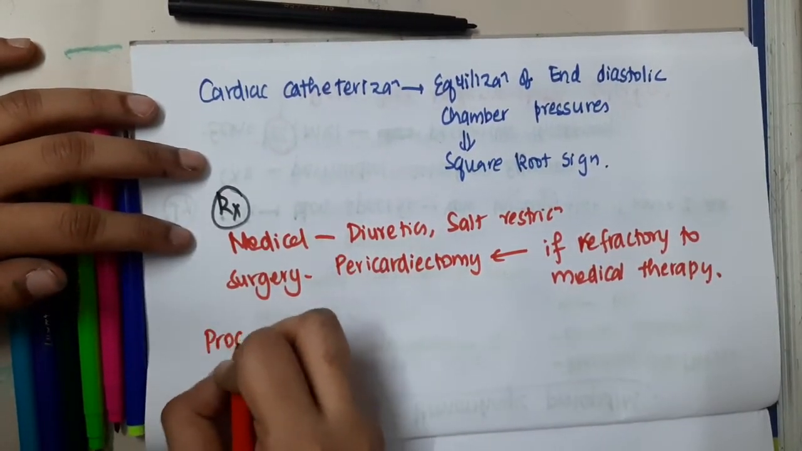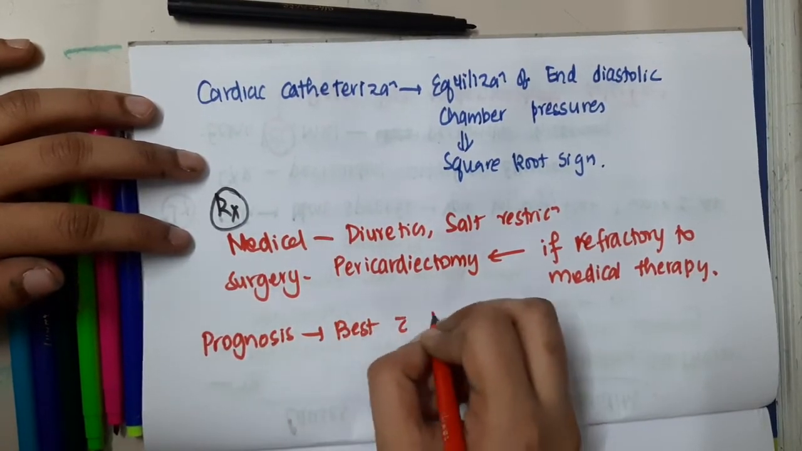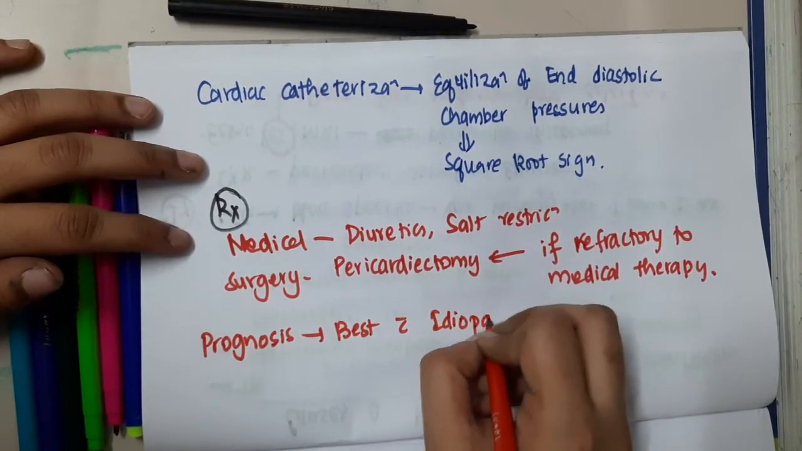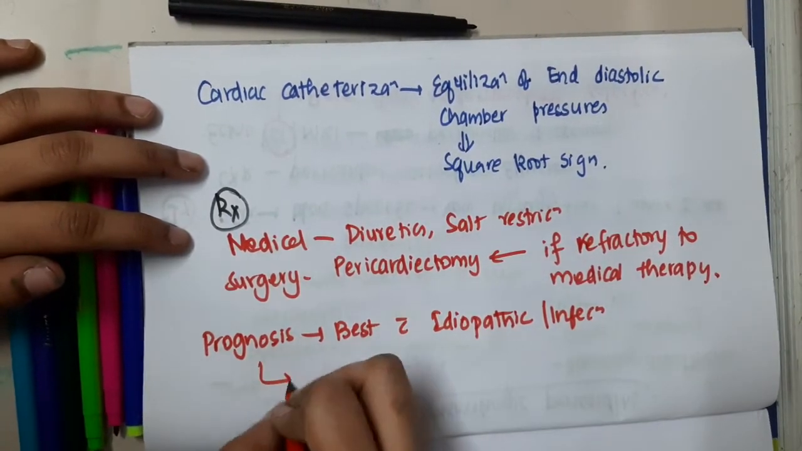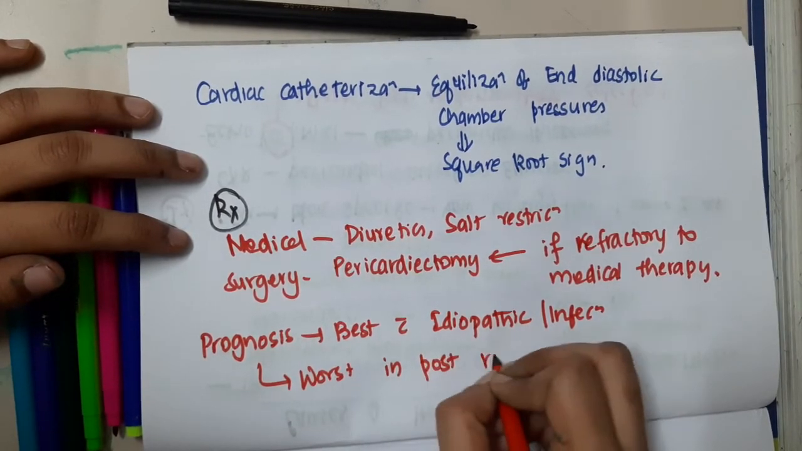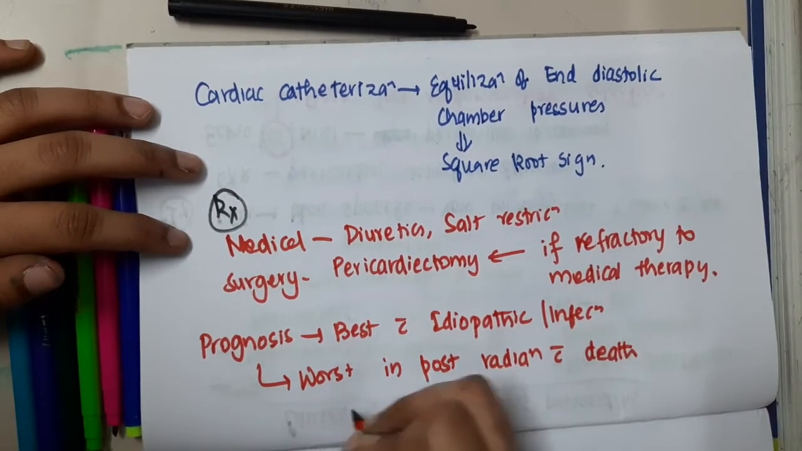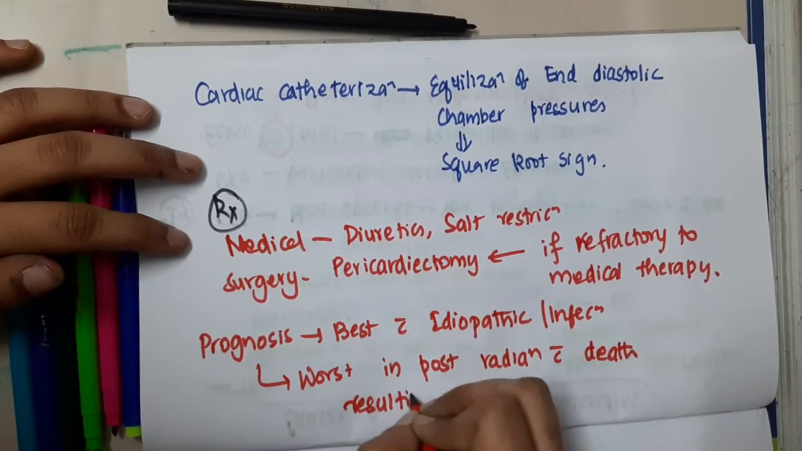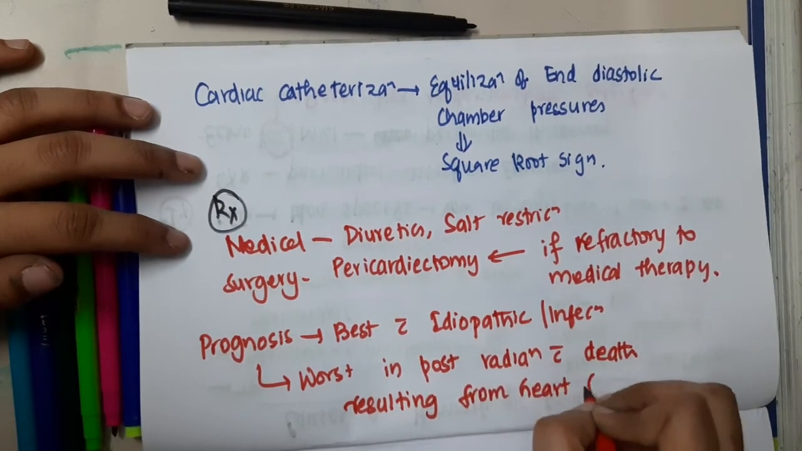If you see the prognosis, it is best with either idiopathic cases or with infection, but it is worst in post-radiation cases, with death resulting from heart failure.